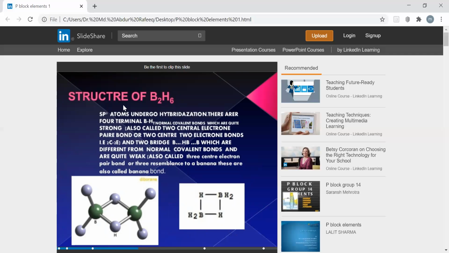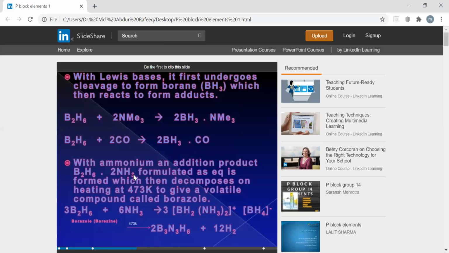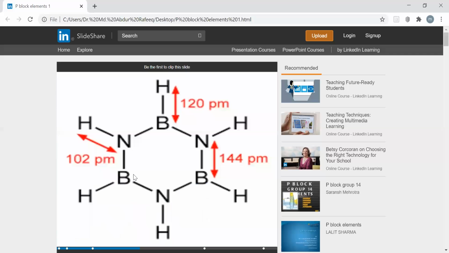This is B2H6, the structure of B2H6. Each boron atom is in sp3 hybridized state. There are 4 terminal B-H bonds. So here each boron is present in sp3 hybridization, where 2 are connected there and 2 are here. These are the bridging hydrogens and these are terminal hydrogens. The properties are different. Bridging and terminal properties will be different.